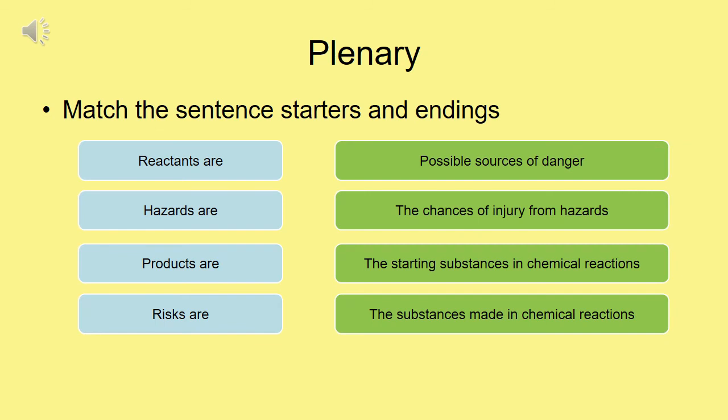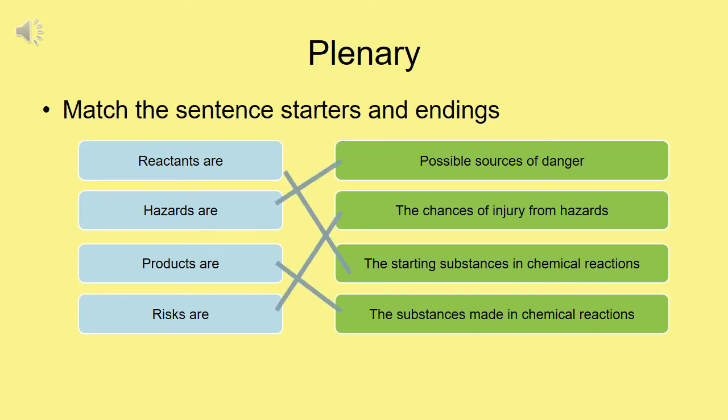Let's have a little bit of a recap. Have you been paying attention to what the word reactants means? What does the word products mean? Can you match the sentence starters and the sentence endings here? So I want you to match up. What is a reactant, a hazard, a product, and a risk? And the sentence enders are possible sources of danger, the chances of injury from hazards, the starting substances in chemical reactions, the substances made in chemical reactions. Pause the video, match them up, see how you get on.